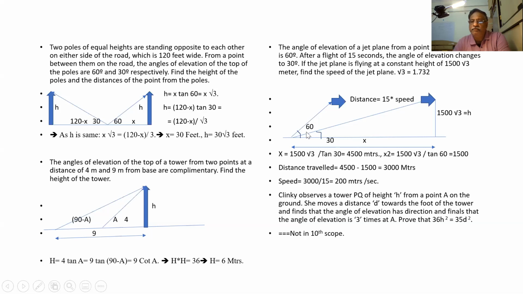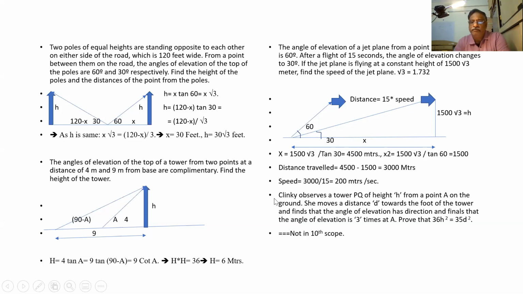So what is x2? X2 is 1500 root 3 by tan 60. Tan 60 is root 3, so root 3 gets cancelled out, giving 1500. So the difference is 3000 meters, which is the distance traveled by the plane in 15 seconds. When I divide distance by time, I get the speed as 200 meters per second.